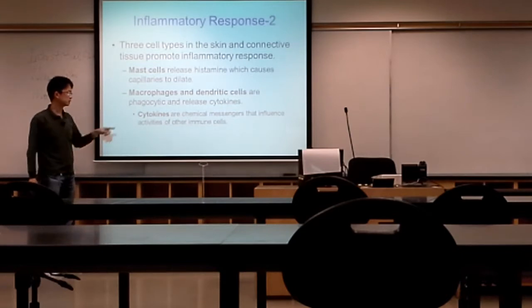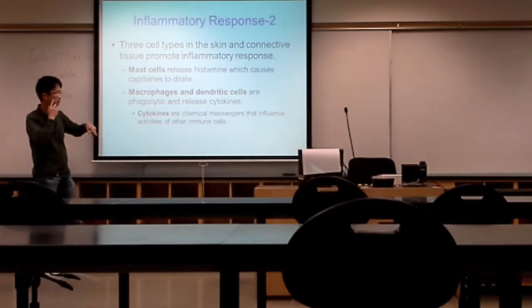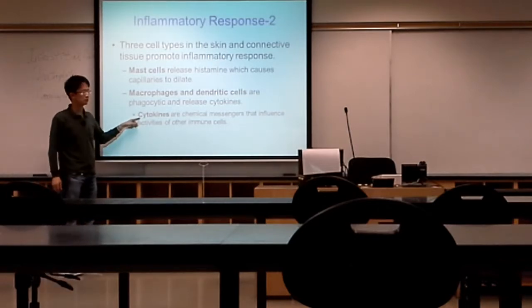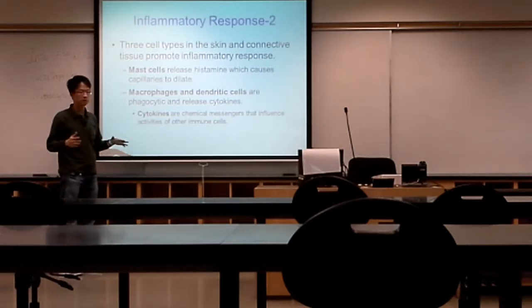Macrophages and dendritic cells, they are the phagocytic cells. So macrophages are phagocytic, and dendritic cells release cytokine. Cytokines, remember, are chemical signals, chemical messengers that can tell other immune cells what to do. It's like a neurotransmitter for the immune system. But remember, cytokines are the chemical messengers secreted by one immune cell to communicate with another immune cell, to let them know what to do.